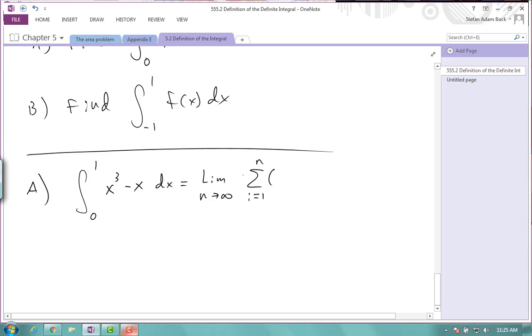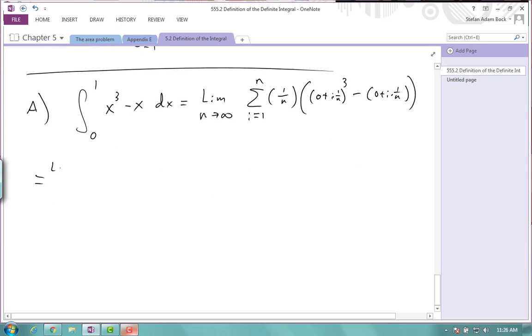(b minus a) is 1, divided by n, times the function evaluated at 0 plus i times 1 over n. So I have (0 plus i times 1 over n) cubed minus (0 plus i times 1 over n). And I just need to evaluate this limit as n goes to infinity.